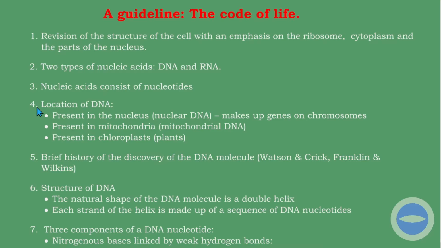Number 4, according to the examination guideline, says we must know the location of the DNA. There is DNA present in the nucleus. The DNA that is present in the nucleus of a cell is called nuclear DNA. Another DNA is present in the mitochondria, and that DNA we call mitochondrial DNA. And then we've got another DNA that is present only in a plant cell. The DNA that is present in a chloroplast, we call chloroplastic DNA.